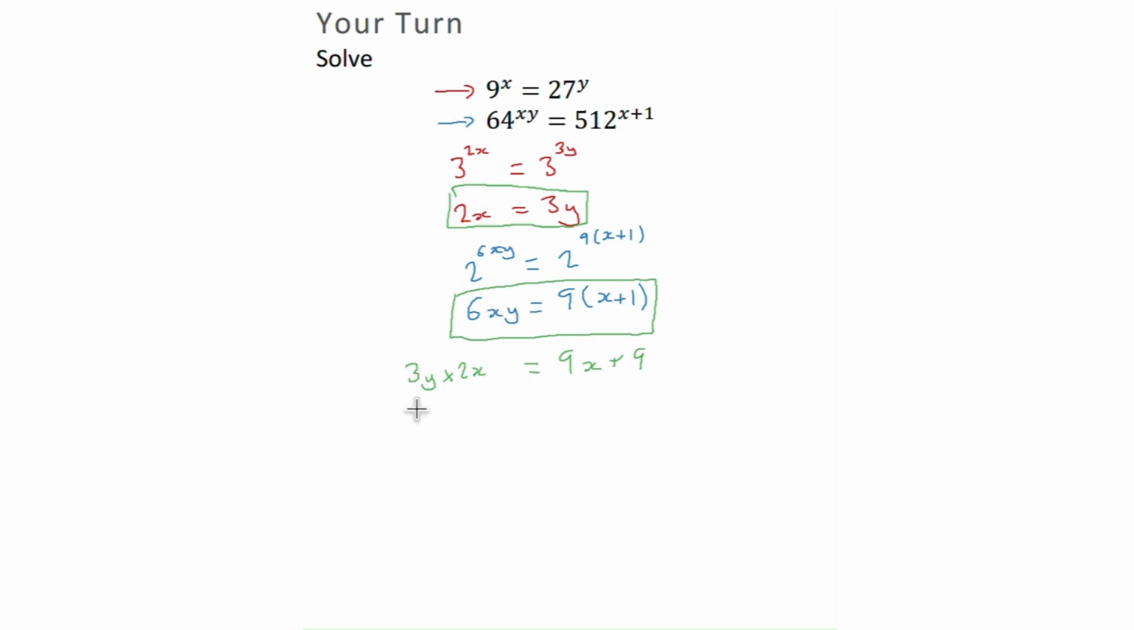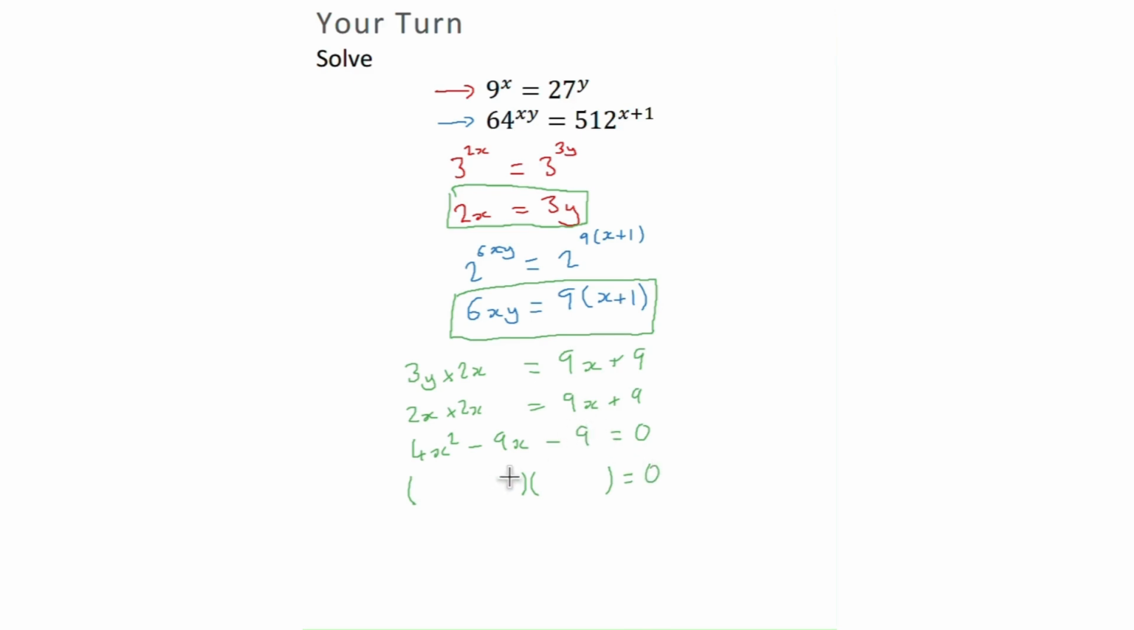But I know the 3y is equal to 2x. So this is really 2x times 2x equals 9x plus 9. But that is 4x squared, which means I've got a quadratic. So subtract the 9x, subtract the 9, put it equal to 0. I've got a quadratic in x, which I'm going to factorize.